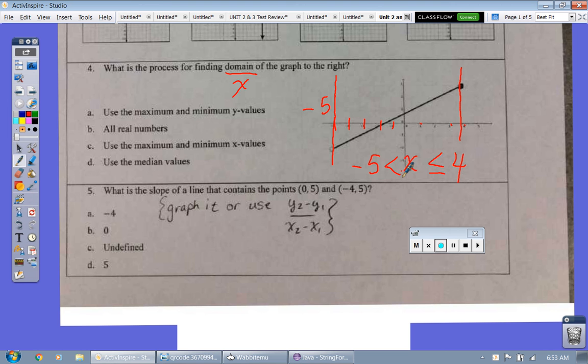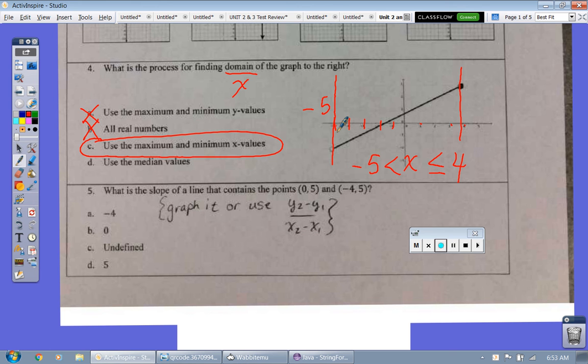Use the minimum y values or the x values. I'm sorry, use the maximum and minimum y values. No. Is it all real numbers? No, because these have 2 dots or 2 endpoints. That would only occur if it were arrows. Use the max and min values of the x. Yes. That's what we did. We find the minimum value on the x, we build a fence. We find the maximum value on the x, we build a fence.